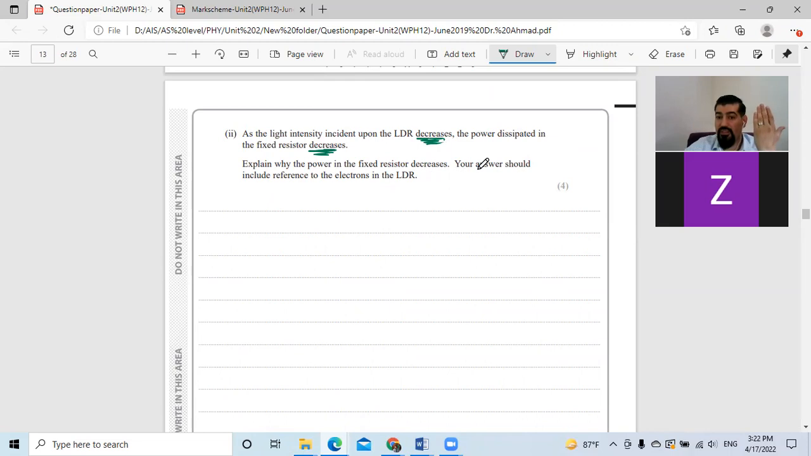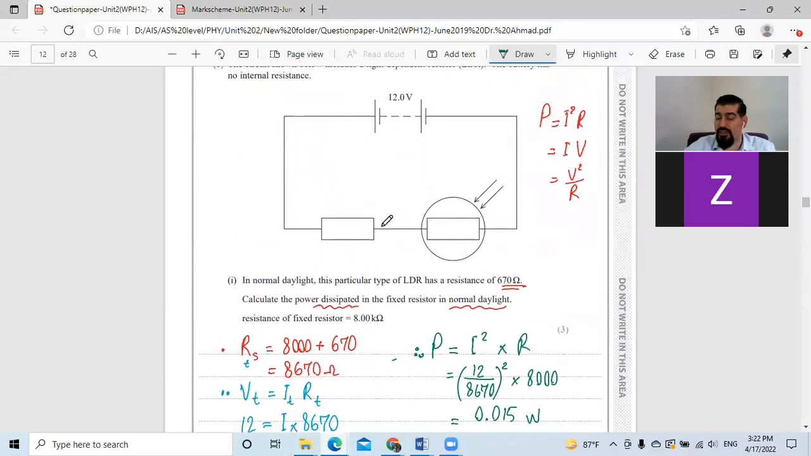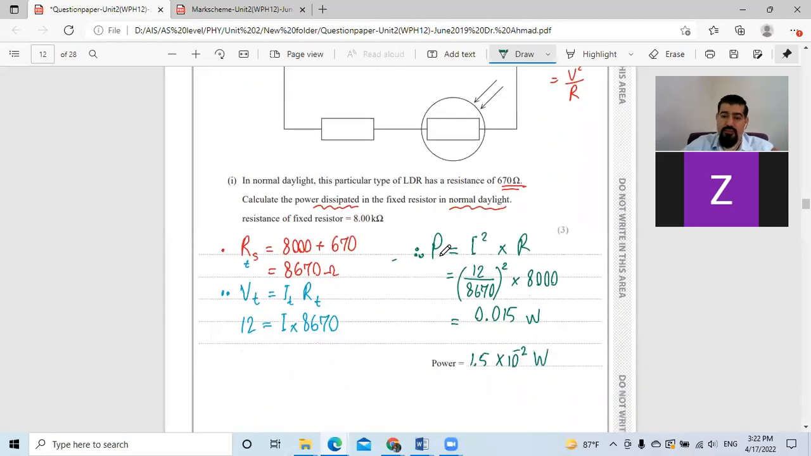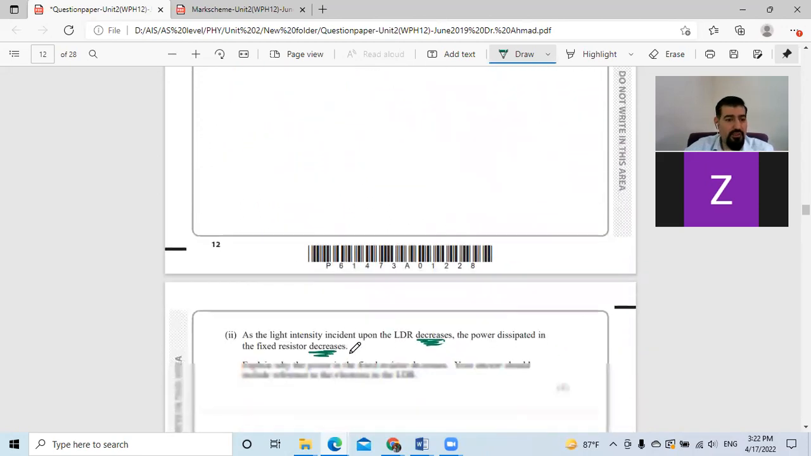The resistance of the LDR will increase. As the resistance increases, that makes the combined resistance of these two in series increase, thus making the current through the whole circuit decrease. And since we use the formula power equals I squared R, as the current decreases through the whole circuit, the current squared also decreases. So the power will also be less and less. Good. Thank you, Ammar, and thank you, Hamza.